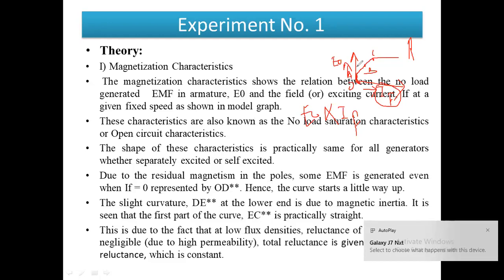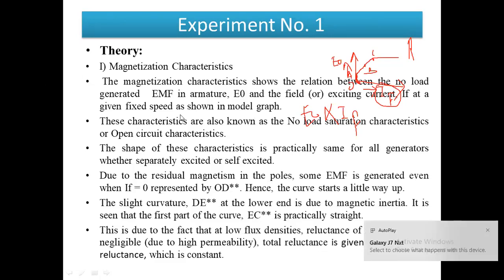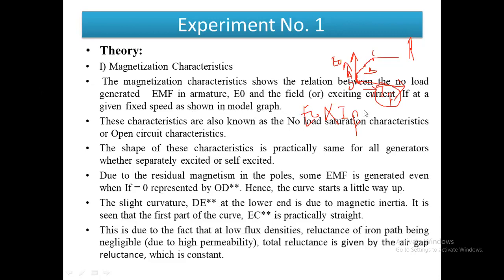ही characteristics आपल्याला काय करायचे? Determine करायचे. See, the magnetization characteristics is nothing but the relation between no load generated EMF in the armature E0 and the field or exciting current, IF versus E0 आहे. The speed of the generator remains constant. We are maintaining the speed of the generator constant. For making the speed constant, we are using the speed governor system. Speed governor आपण use करतोय for maintaining the speed constant.